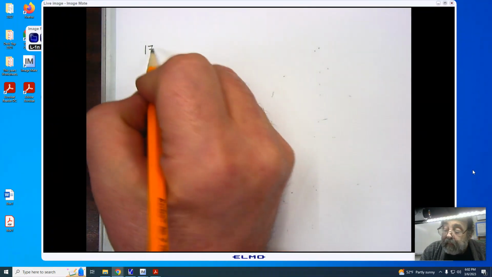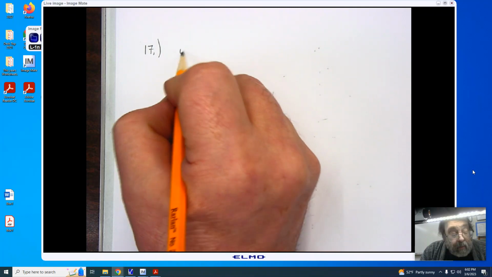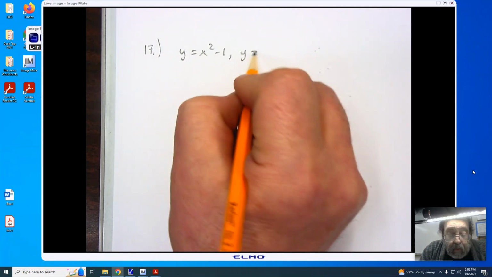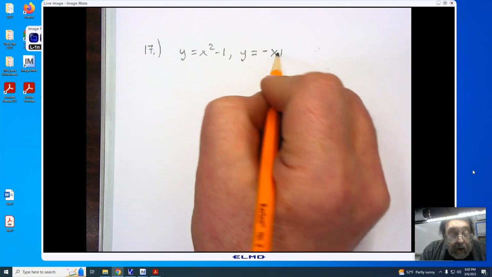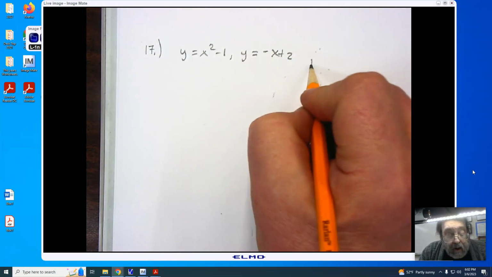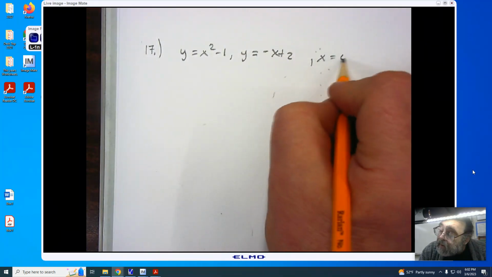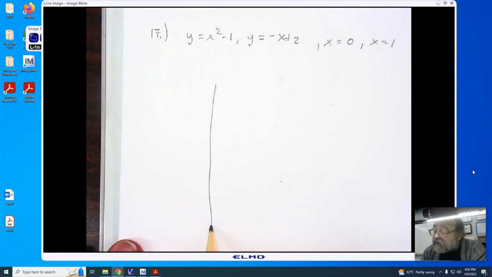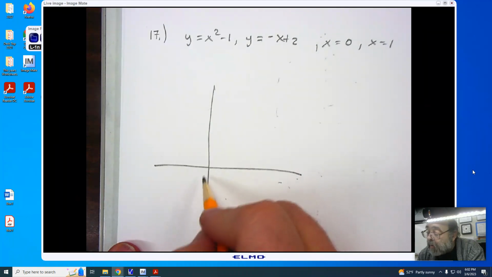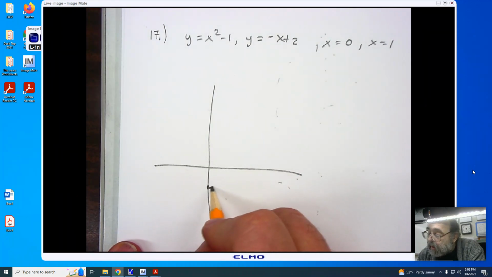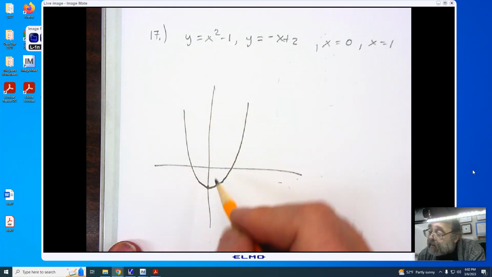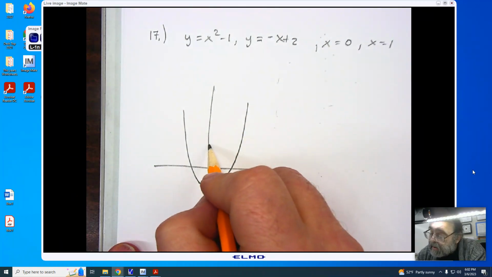Let's now go to number 17. Number 17 is working with y equals x squared minus 1, y equals -x plus 2, and we are going from x equaling 0 to x equaling 1. So let's go ahead and just graph this. We have our quadratic, which is going down below, goes up, looks like that. And then we have our -x plus 2.